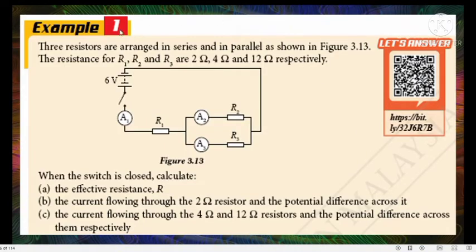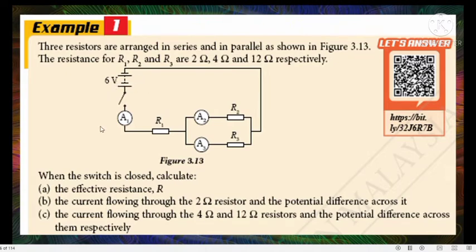Okay, let's look at some examples involving a combination circuit for series and parallel. Example 1: 3 resistors are arranged in series and in parallel. We have R1, R2, R3 as 2 ohm, 4 ohm, and 12 ohm respectively. When the switch is closed, calculate the effective resistance R, the current flowing through the 2 ohm resistor and the potential difference across it, and the current flowing through the 4 ohm and 12 ohm resistors and the potential difference across them respectively.